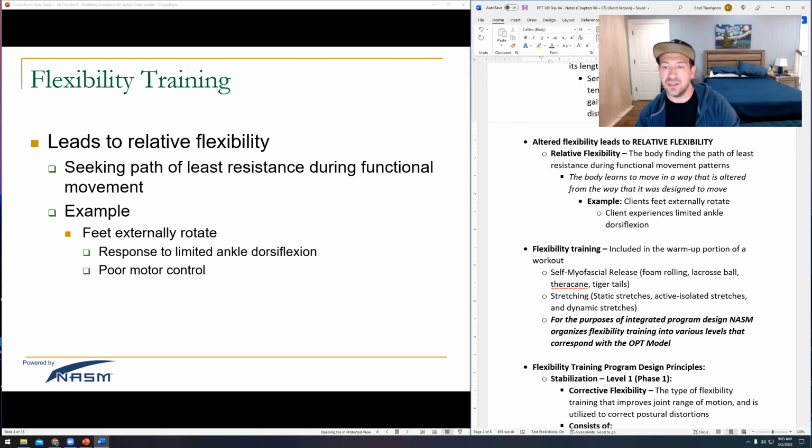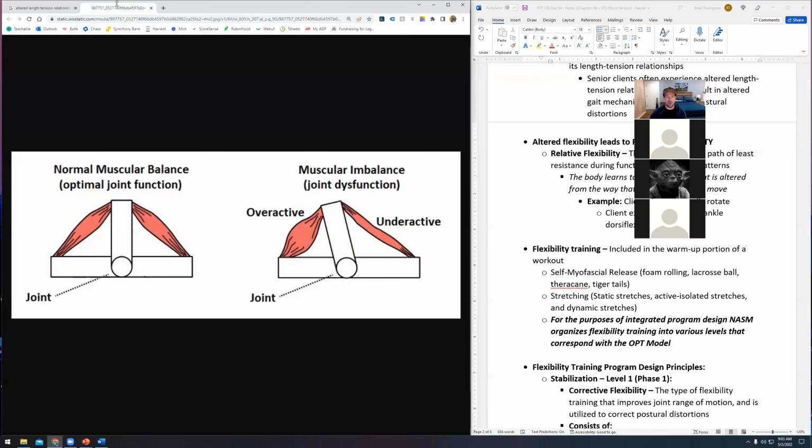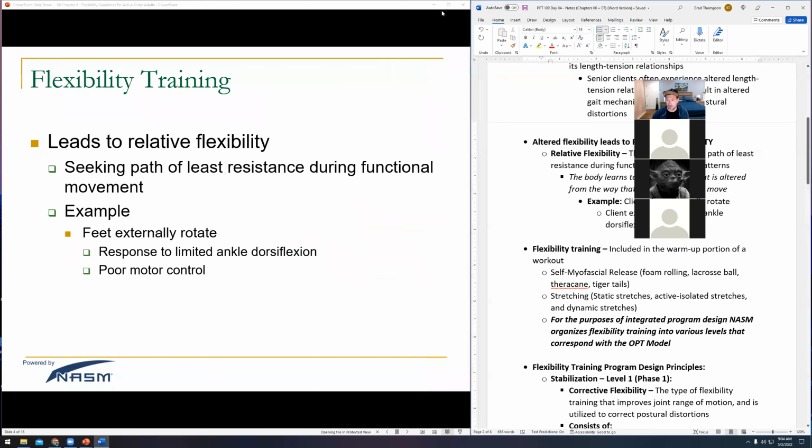Okay. So relative flexibility is the body finding the path of least resistance during some type of movement pattern. So all of these postural distortions that we've been looking at, as we've seen, the knees cave in, the feet turn out, right? As we've looked at all these overhead squat postural distortions or static postural distortions, all of those are examples of relative flexibility.